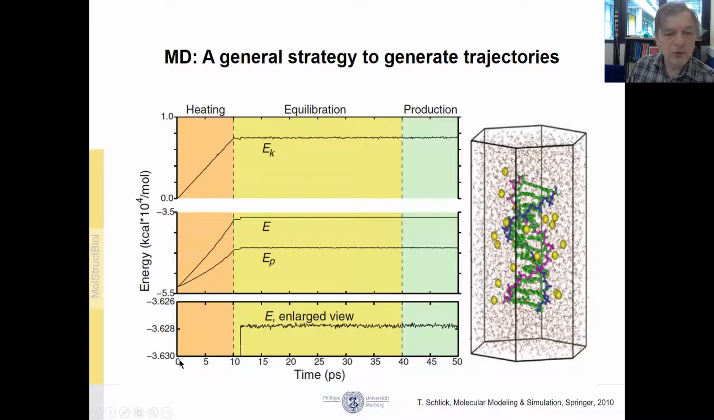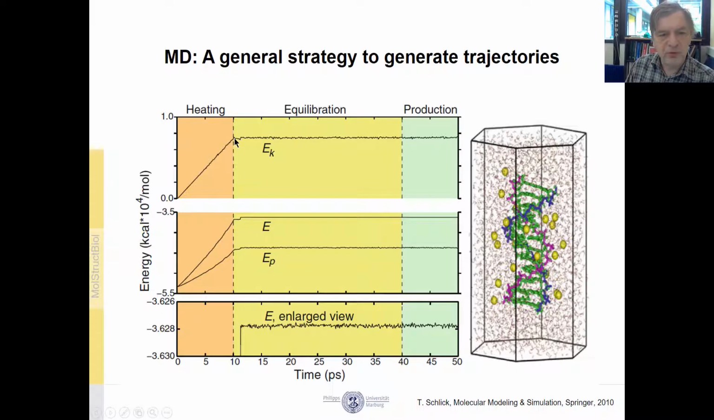Then when this is minimized, you start. The first thing is you start with heating. You go from 0 Kelvin, which corresponds to the energy minimization, that's the same as molecular dynamics at T equals 0 Kelvin. You heat it up to your temperature, let's say 300 Kelvin, over some given time range. Here in this example, 10 picoseconds.